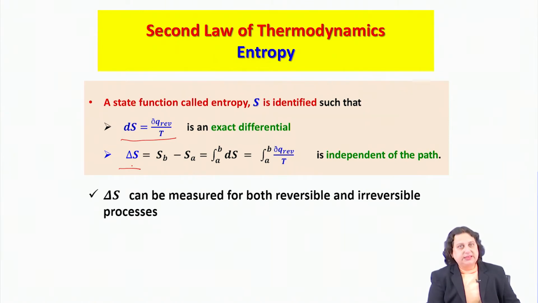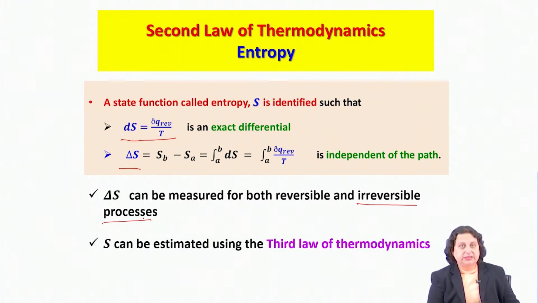Now we have already seen delta S can be measured for both reversible and irreversible processes. While it's very important to know that I need to understand what the initial and the final state is for an irreversible process, and then fabricate a reversible process to connect those two states to be able to evaluate delta S for that irreversible process. And the absolute value of S, if you want to estimate its value, then you would have to take help of the third law of thermodynamics.